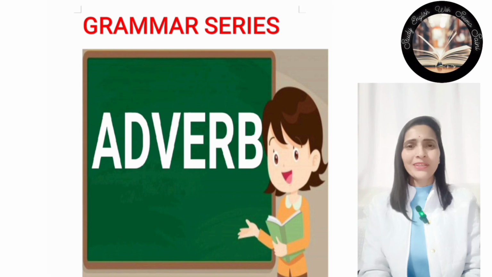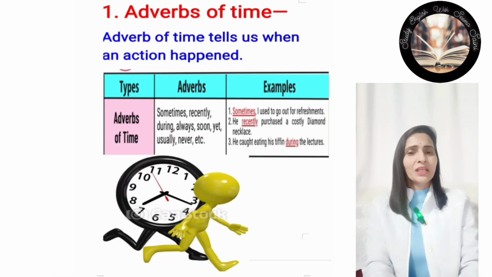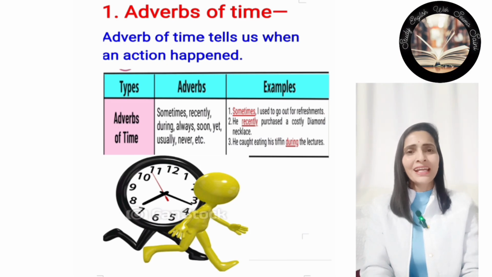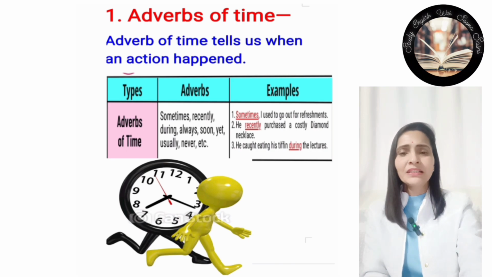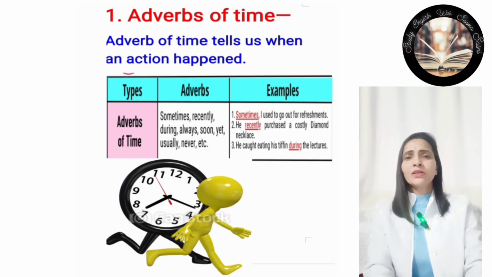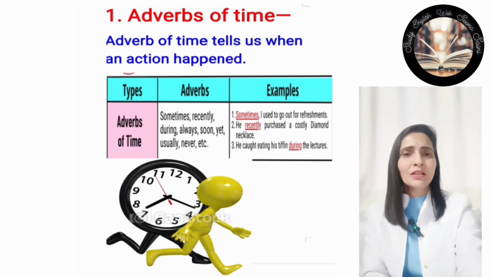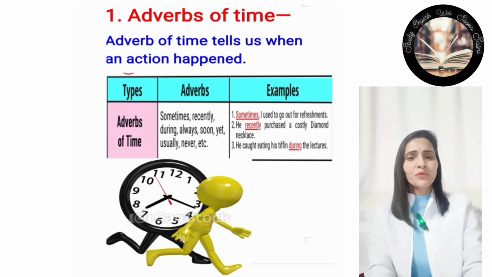So students, today we are going to discuss adverbs of time. Adverbs of time tell us when an action happens. Adverb of time, जैसे कि time से पता लग रहा है कि adverb of time क्या करती है, time से related होती है कि कब action हो रहा है. When an action happened. So let's take some examples. Type: adverb of time. Which types of adverbs will we use in adverb of time? Sometimes, recently, during, always, soon, yet, usually, never, etc.